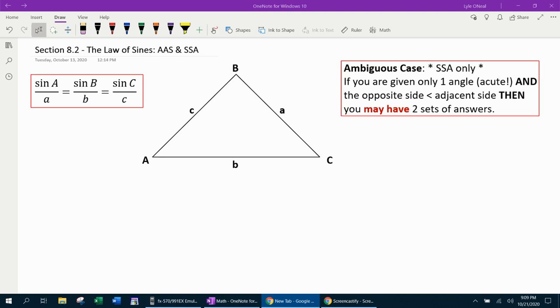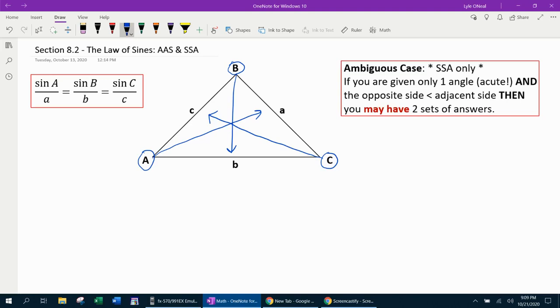And I guess to start with, notice here in the red box, I have the formula for the law of sines. It is only one line. If I could illustrate what it says, it says if you take the sine of A and divide it by side A, that will be the same ratio as if you take the sine of B divided by side B, which will also be the same ratio as if you take the sine of angle C and divide it by side C.